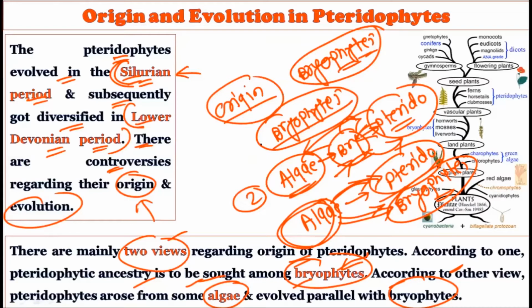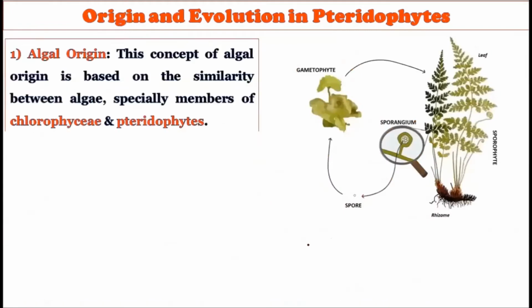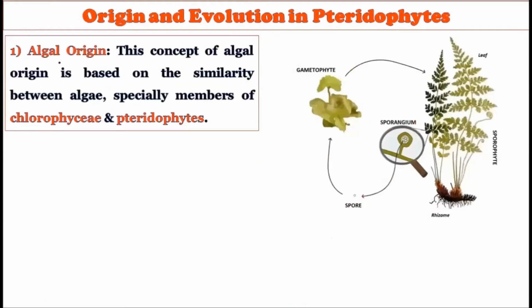First view says that they are coming directly from the Bryophytes, and the second view comes from the algal viewpoint, that is the algae, and algae is responsible for giving rise to the pteridophyte as well as the Bryophyte. Now let us elaborate this. First is the algal origin. This concept of the algal origin is based on the similarity between the algae, especially the member of Chlorophyceae, with that of the pteridophyte.